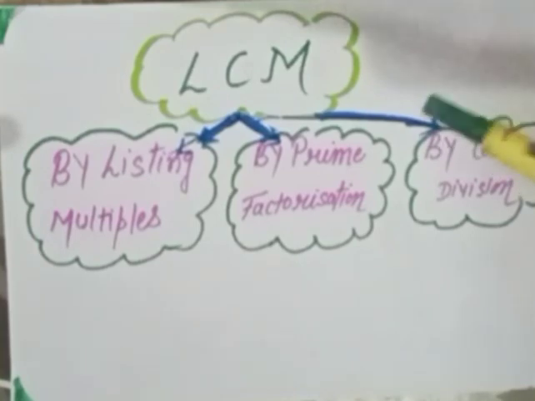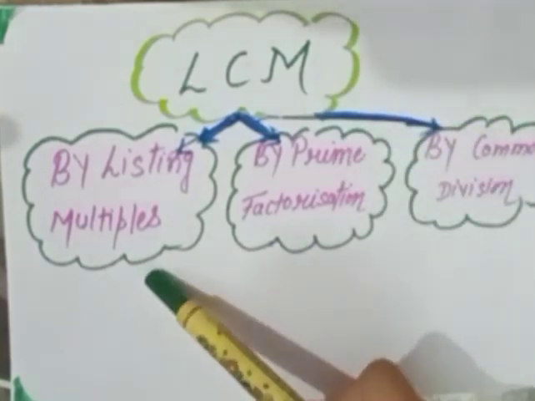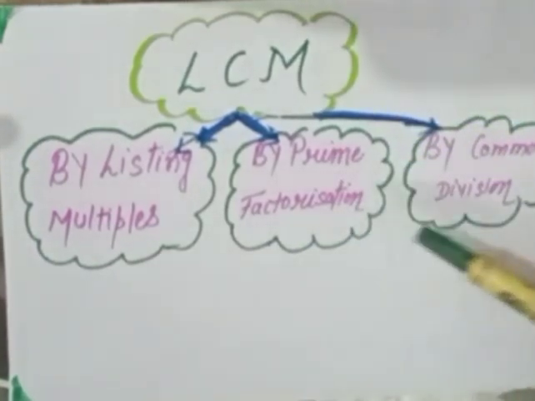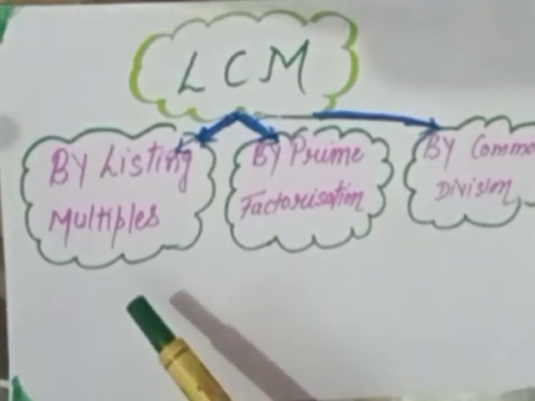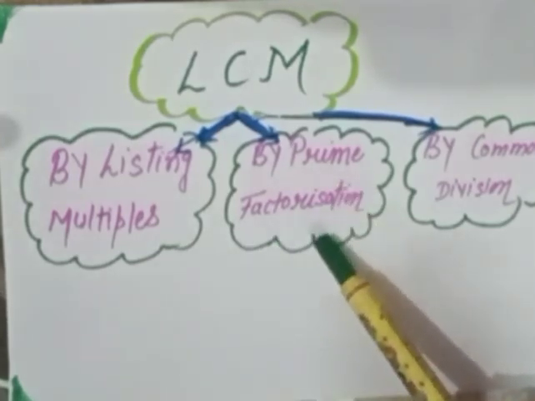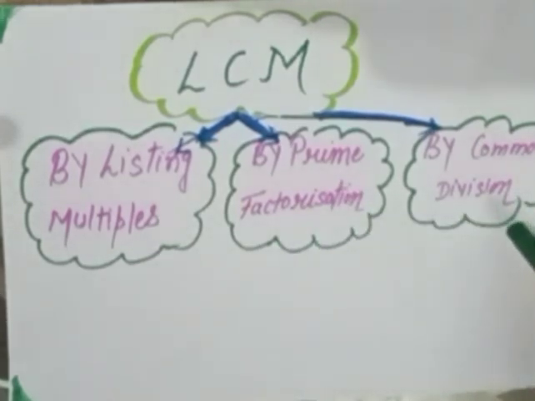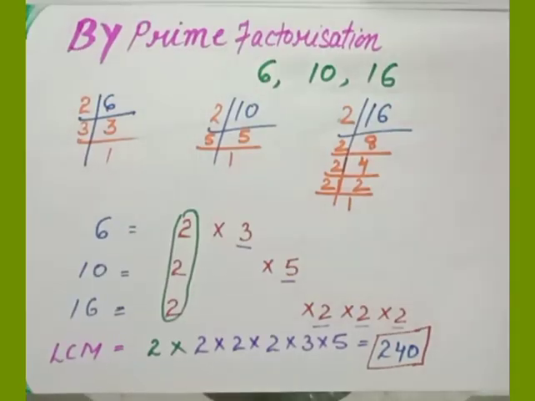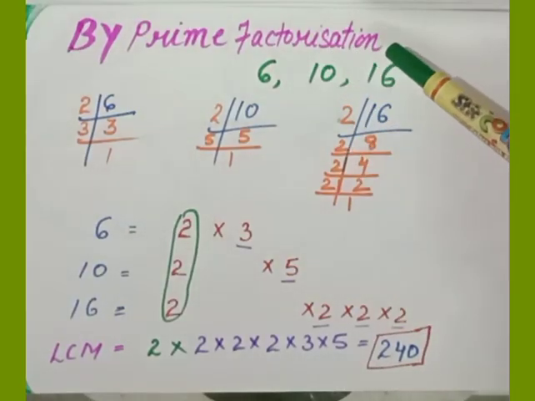There are three ways to find the LCM: listing multiples method, prime factorization method, and common division method. In the last video, we talked about the listing multiples method. So today we will discuss the prime factorization method and the common division method. Let's start with the LCM by the prime factorization method.